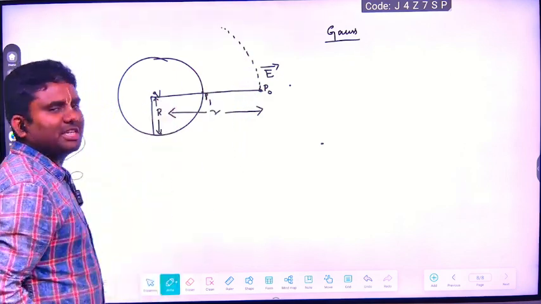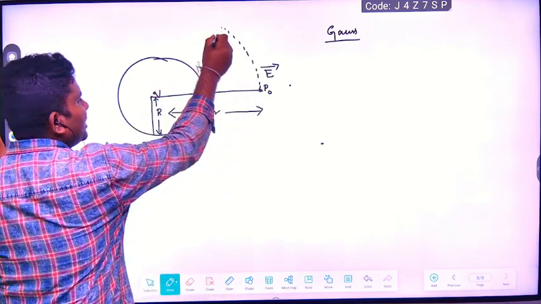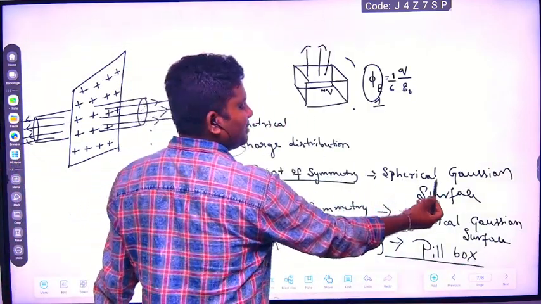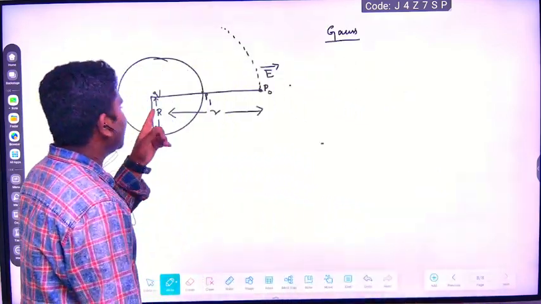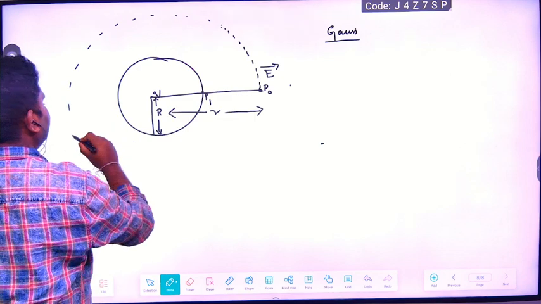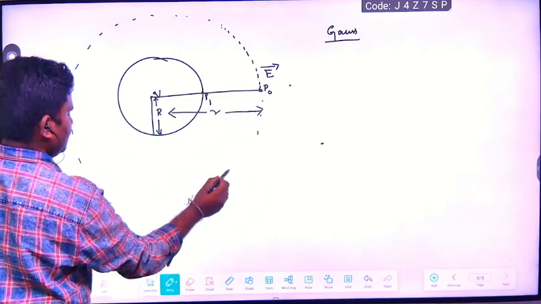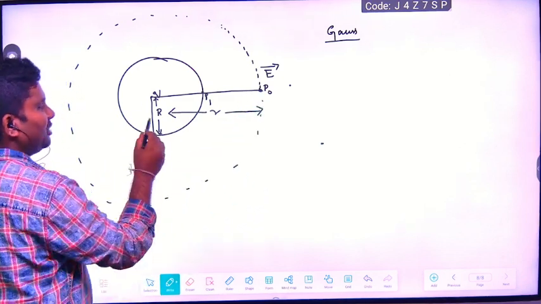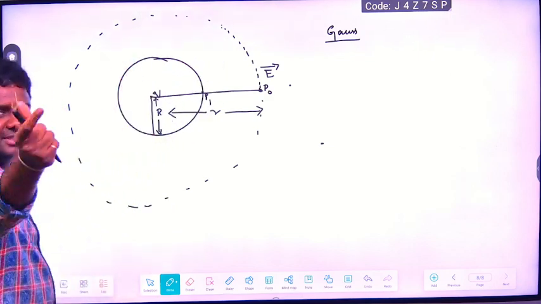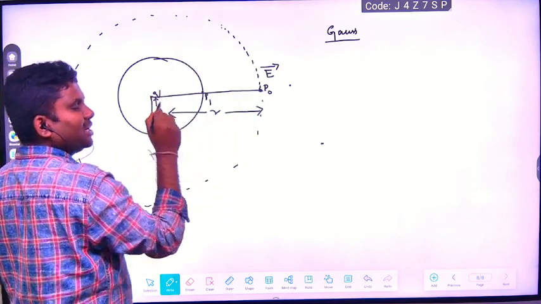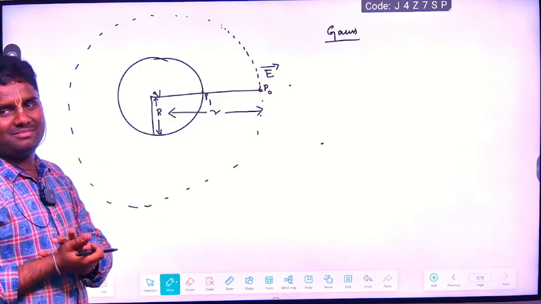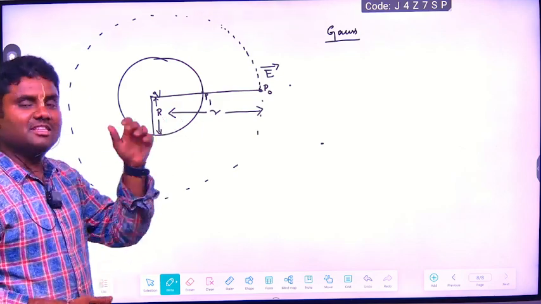Since Q is a point charge, draw the spherical Gaussian surface. I already mentioned, for point symmetry, you should take a spherical Gaussian surface. Here only a point charge is there, so please take a spherical Gaussian surface. You see, from this charge to each and every point there is equal distance, right? So, symmetry is there. That's why it is called spherical symmetry.